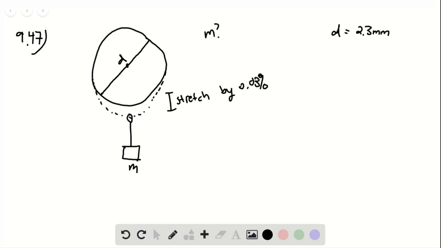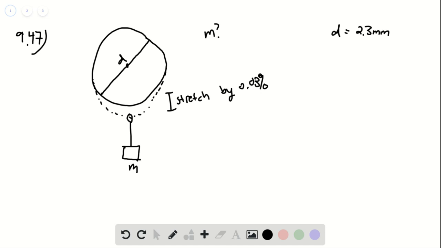This is Giancoli Chapter 9, Problem 47, and we have a steel wire, 2.3 millimeters in diameter, that stretches by 0.03% when a mass is suspended from it. The question is, how large is the mass? So here's our picture. We have our steel wire here.